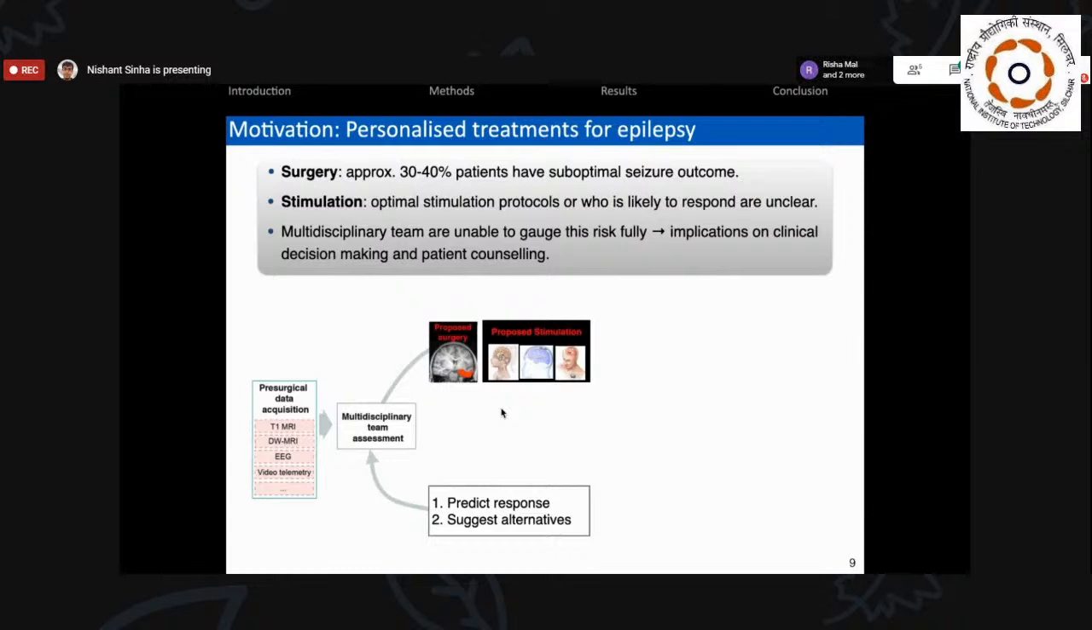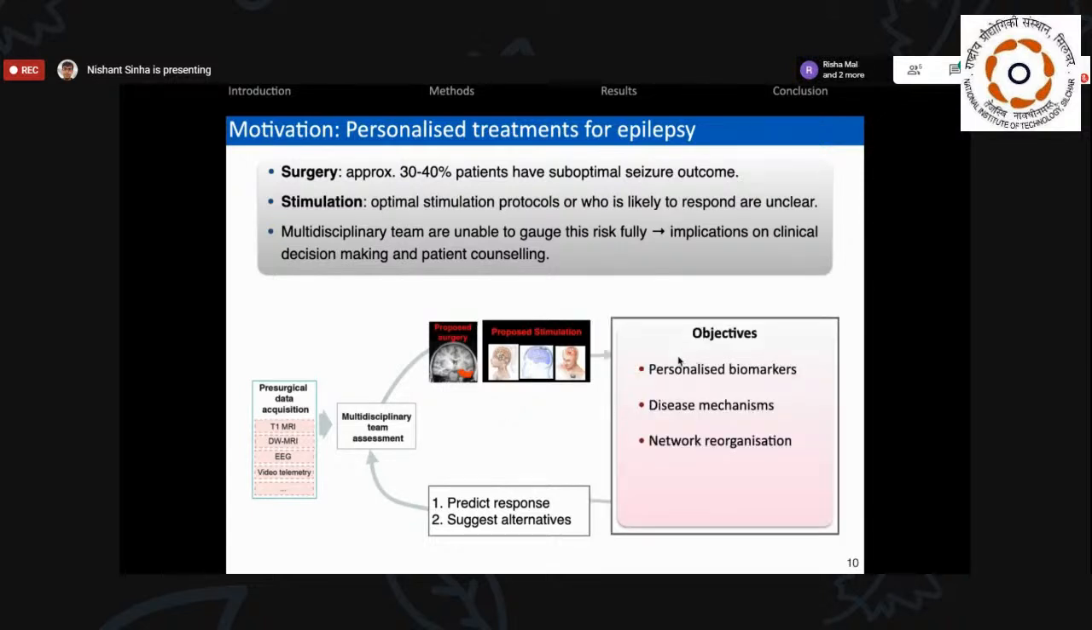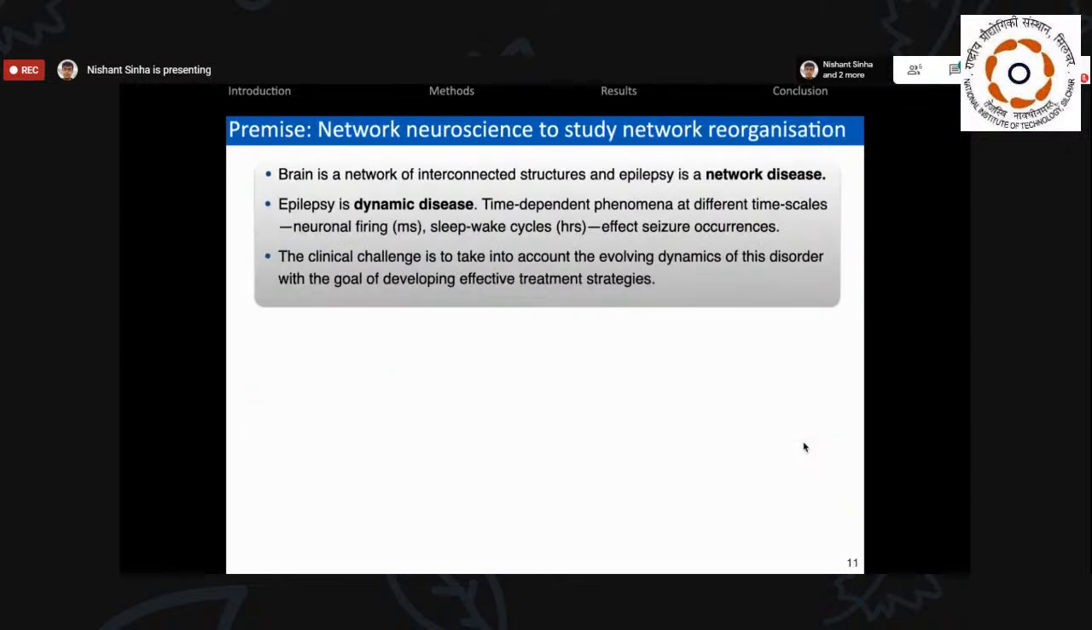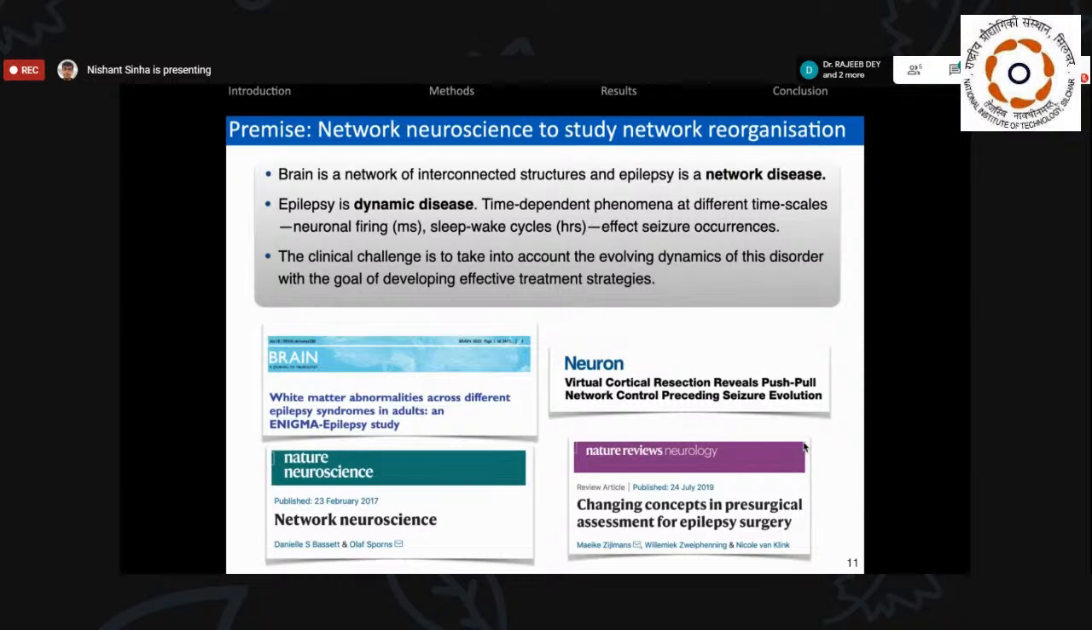In order to do that effectively, it is very important to develop personalized biomarkers to understand the mechanism of the disease, and also to look at how the brain network reorganizes, or would reorganize, because of the proposed surgery or stimulation therapy. Now, I use the word network here because there is growing evidence to suggest that the brain is a network of interconnected structures, and different areas of the brain work in conjunction with each other in the form of a web. Epilepsy in that case is a network disease.